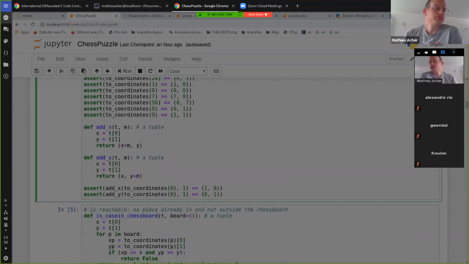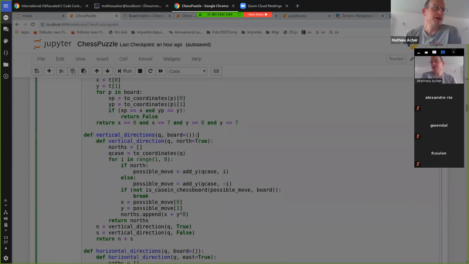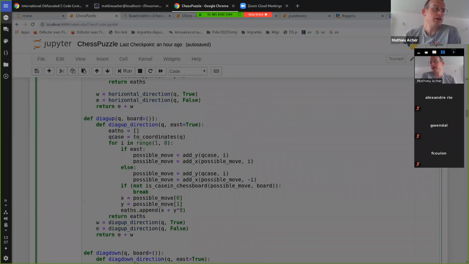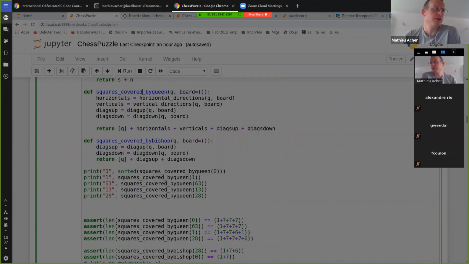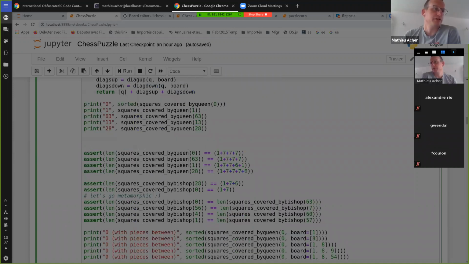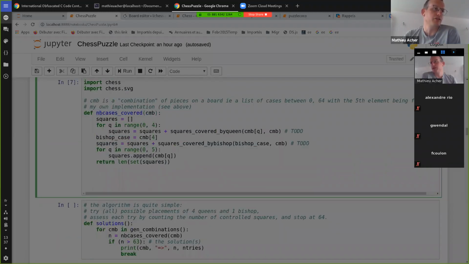So you need to have an implementation, right? I compute all vertical directions of a piece, all horizontal directions, all diagonals, and at the end I have functions like that: squares covered by queen, squares covered by bishop. Okay, it's a bit technical, right? And then I can compute the number of squares that are covered by performing the union of squares covered by queen and bishop, and hopefully it's 64.